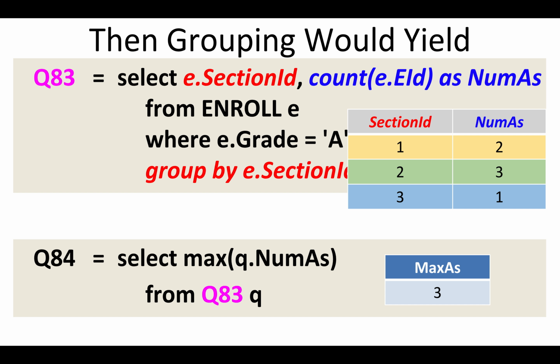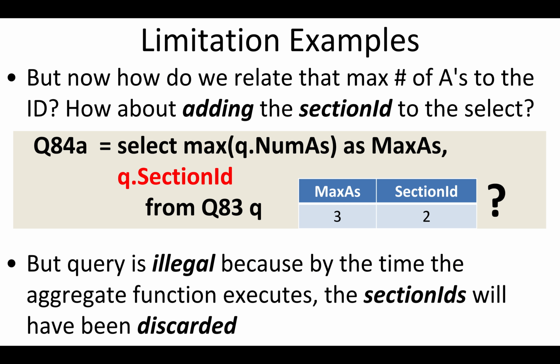Right? The only way we can find that out is if we join this one with this other query, and say, well, which one is it? 3 matches with 3, and we get section number 2. Yes? But there's no way for the group by to answer this question unless you do the join. So that's what I wanted to point out, the limitations of the group by.